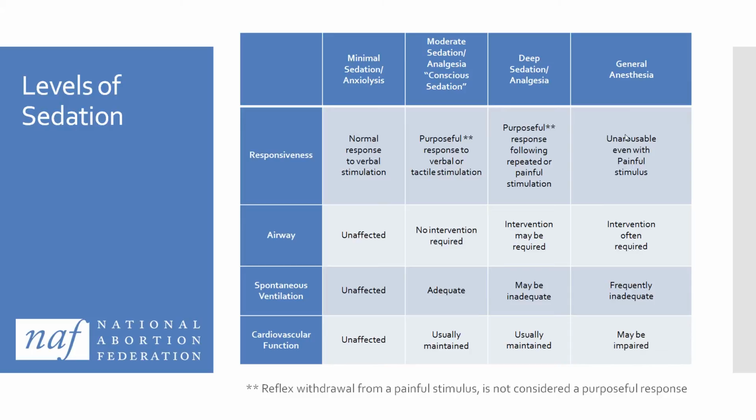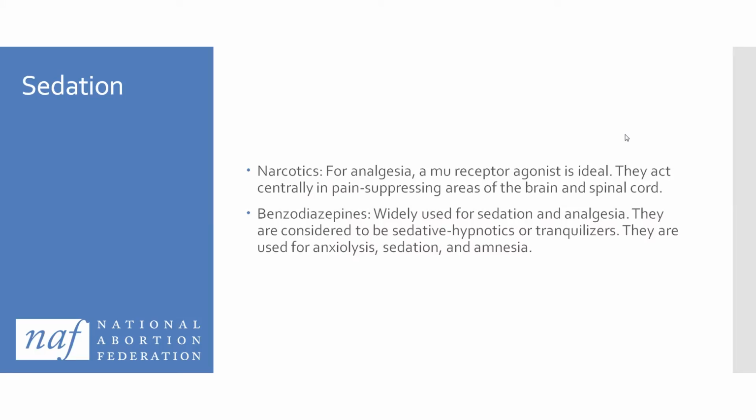Cardiovascular function is usually maintained but may be impaired. General anesthesia is a drug-induced loss of consciousness during which patients are not arousable even by painful stimulation. The ability to independently maintain ventilatory function is often impaired. Patients often require assistance in maintaining a patent airway, and positive pressure ventilation may be required because of depressed spontaneous ventilation or drug-induced depression of neuromuscular function. Cardiovascular function may be impaired. It is important to note that reflex withdrawal from a painful stimulus is not considered a purposeful response.